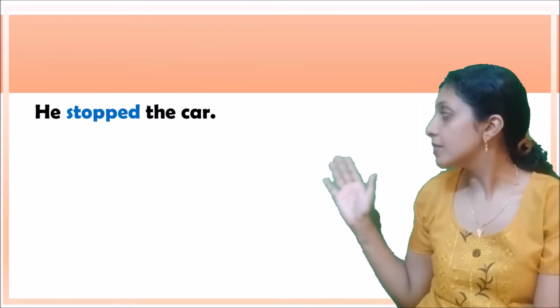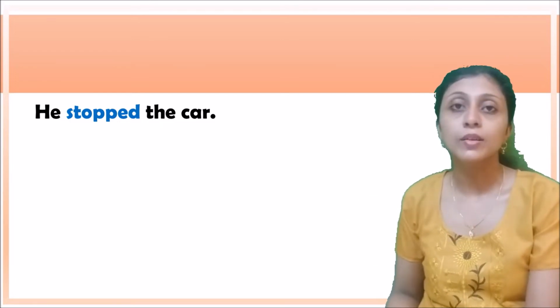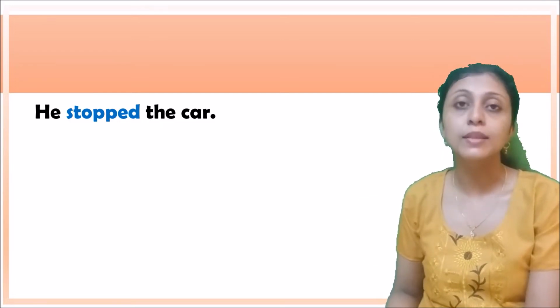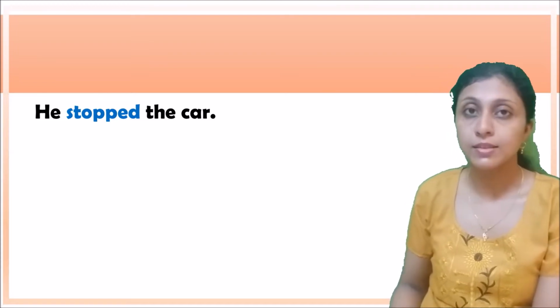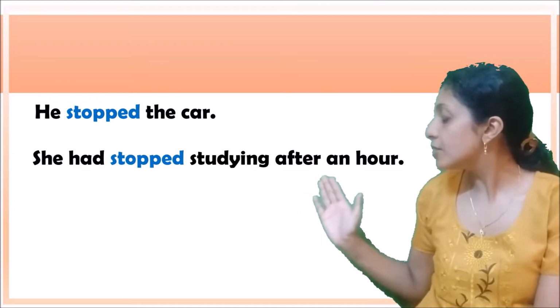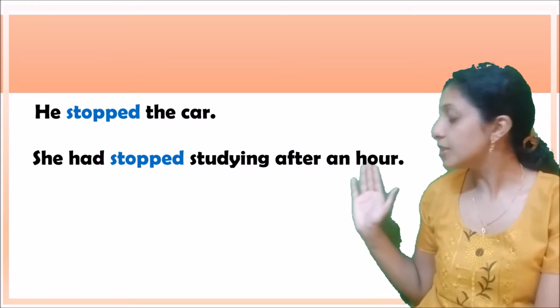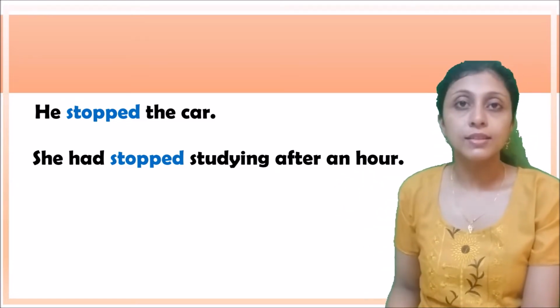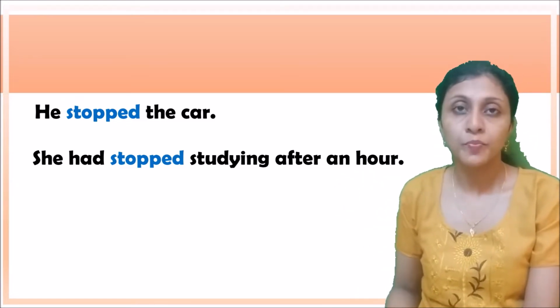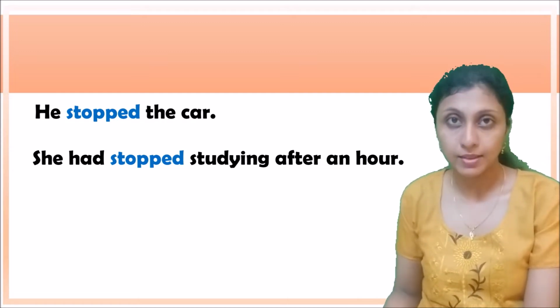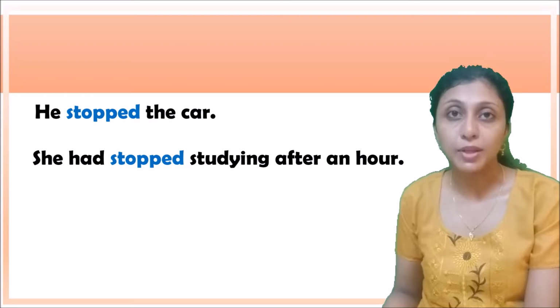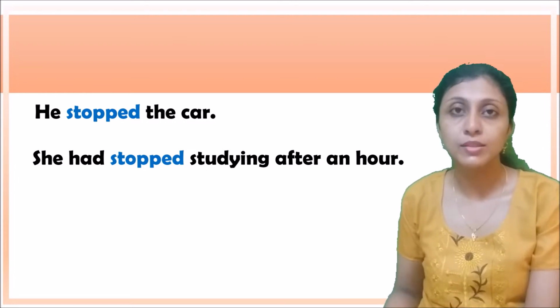He stopped the car. So over here we have stopped as the verb in the simple past, whereas in the next sentence, she had stopped studying after an hour. So in this sentence, it is had stopped. So had stopped is the past perfect tense, and we use the past participle of the verb, which is stopped.